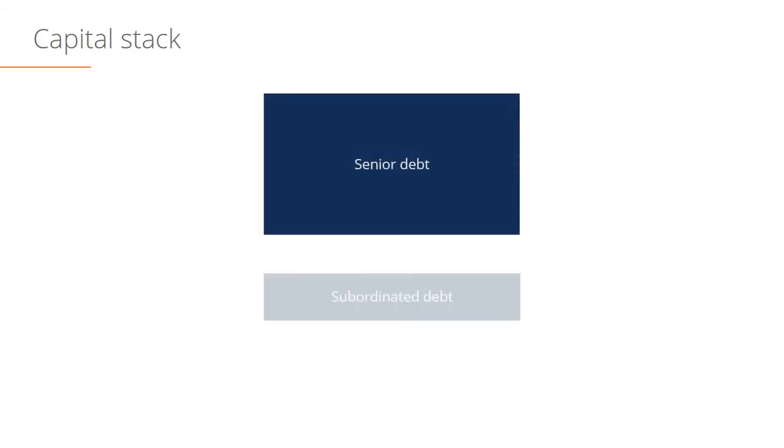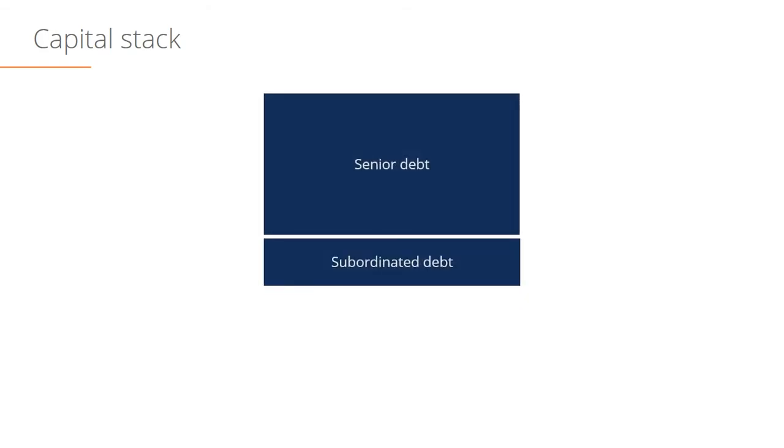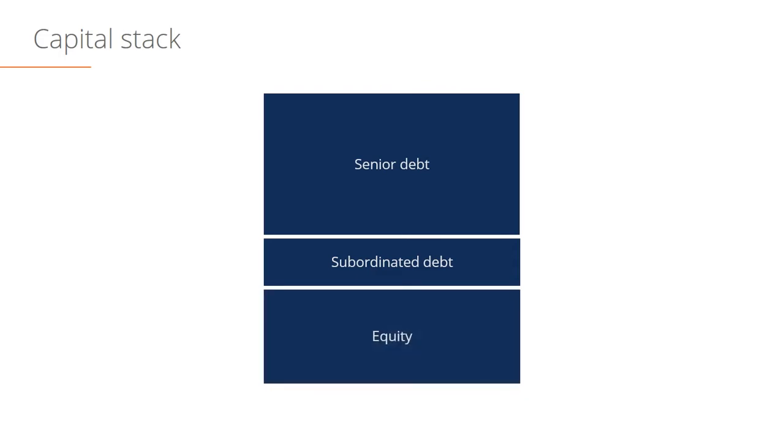In this section, we're going to talk about senior debt, but I first want to review the capital stack. We have senior debt at the top, subordinated debt in the middle, and equity below that. This is ranking in terms of priority from top to bottom, and the return profile is the inverse, with equity having the highest return profile and senior debt the lowest.